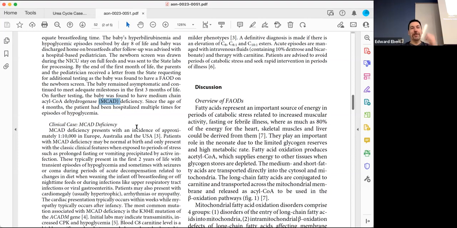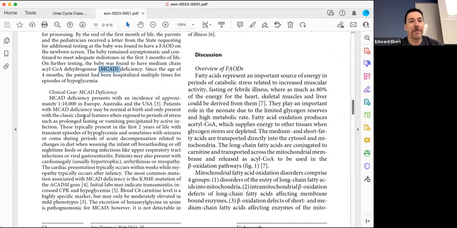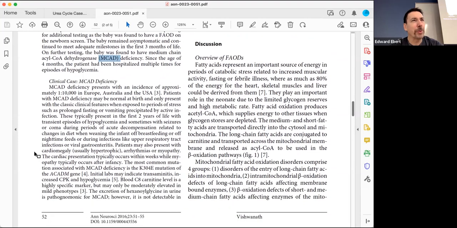So in this case, we've got a medium chain deficiency. All right, so presumably short chain and long chain are functioning normally, just the medium chain ones aren't getting into the mitochondria to be oxidized. So that may be where this is coming from, okay? And we see here the patient's been hospitalized multiple times for hypoglycemia, okay? All right, so why would we have hypoglycemia if we can't get medium chain fatty acids into the mitochondria?